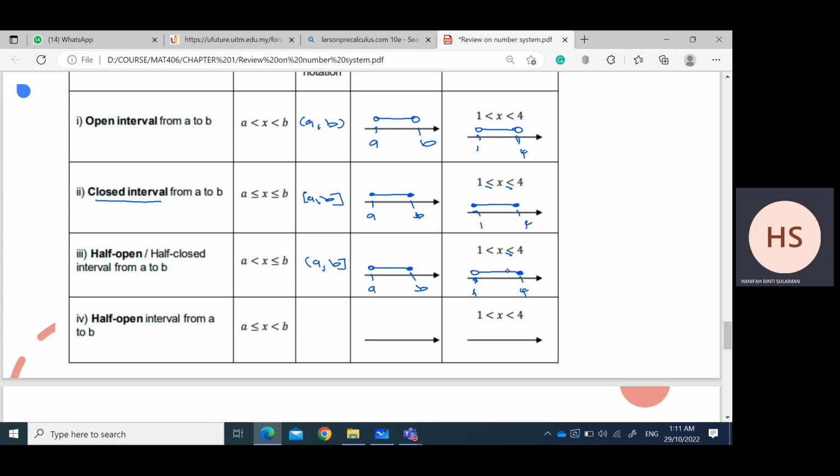So you can present the number line like this. Alright, so this one is the half-open interval from A to B. It is similar to the previous one, sama macam sebelum ni, tapi cumanya the minimum number bagi X adalah 4 dan maximum number bagi X ini adalah sebelum 8 lah, sebelum B, less than B.